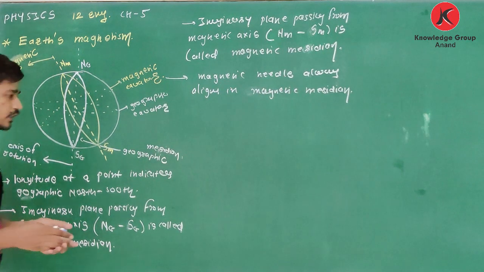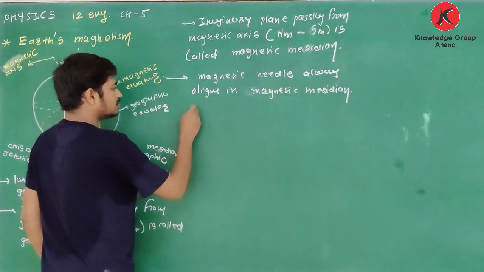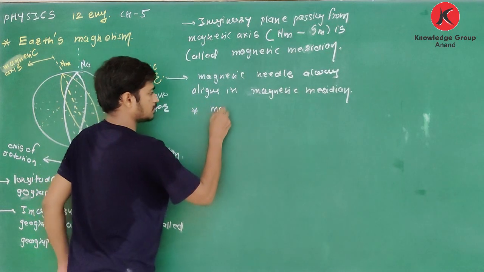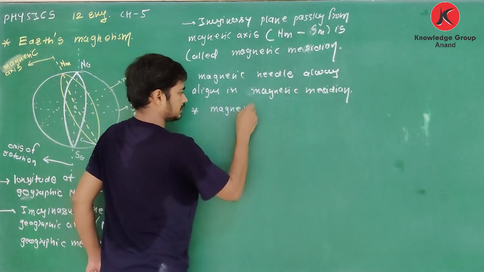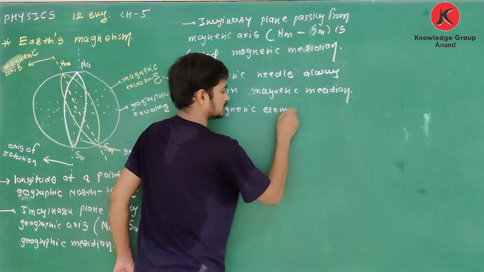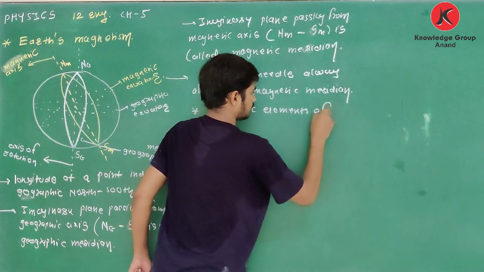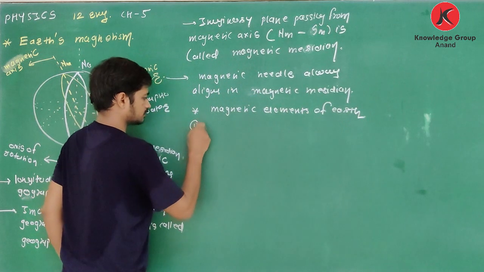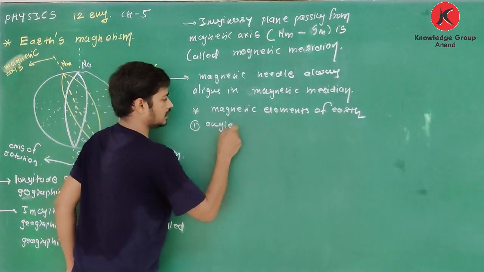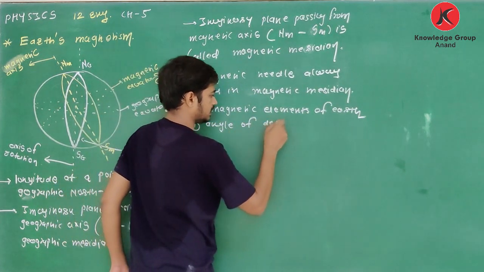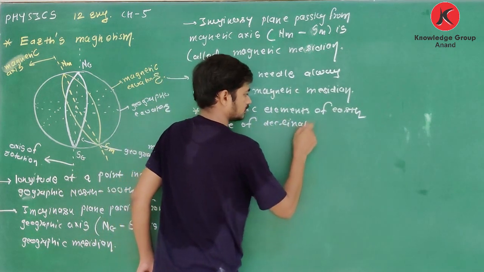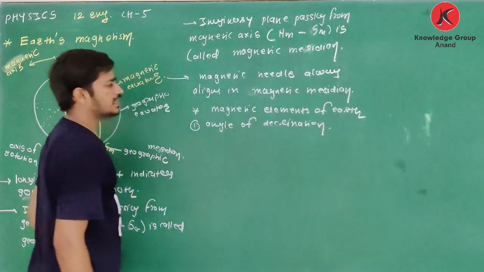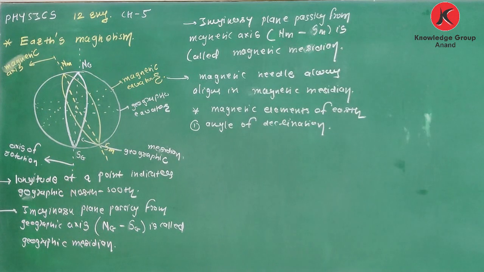Okay. So now, first point: magnetic elements of Earth. The first point we will discuss is the angle of declination. What is the angle of declination?